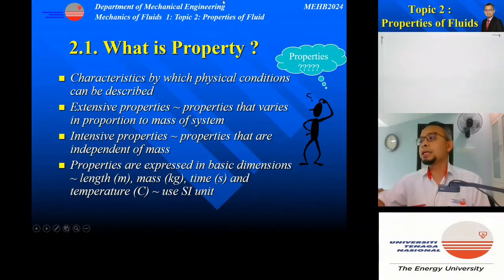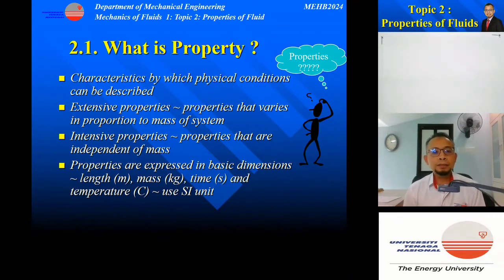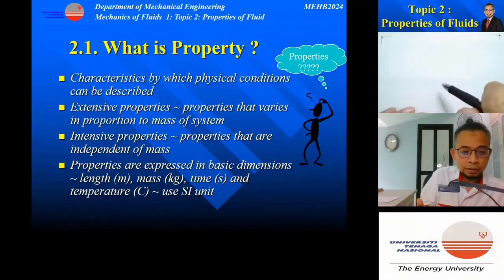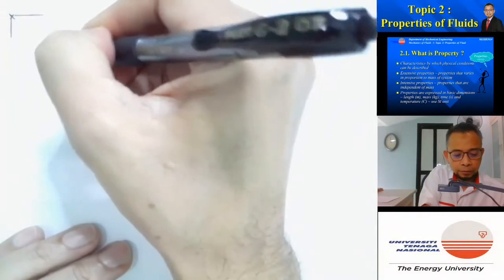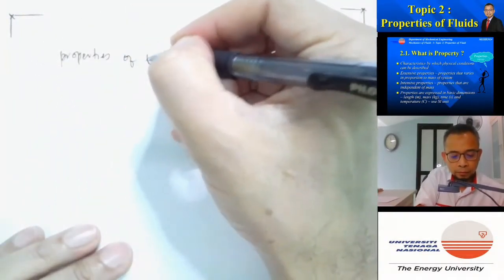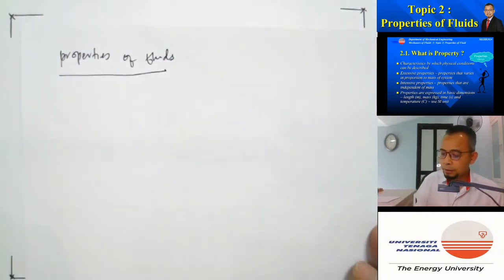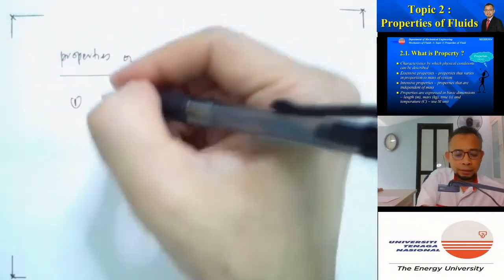So what is property? We define property as the characteristic by which physical conditions can be described. So if we have something, how do we describe its conditions? It's by defining its properties. So for fluids, or for any substance, properties can be divided into two: extensive properties and intensive properties. So if you look at properties of fluids, first of all, we have the extensive properties.